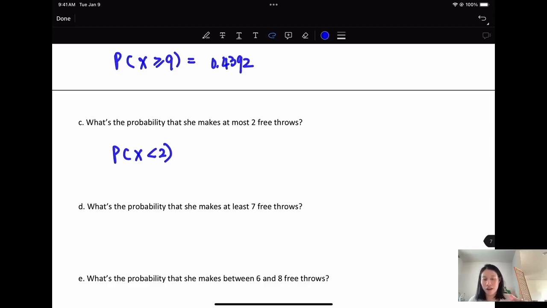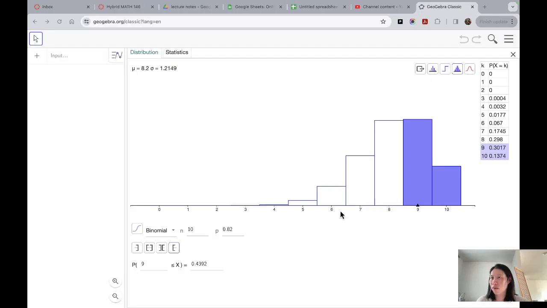Okay, now let's look at GeoGebra and see what we get. So in GeoGebra, we want to change x at most 2, so that means we want x less than 2. Oops, we need to change that to less than. But however, this doesn't work. If you look at the part that they highlighted, you will notice that that is already including 2.